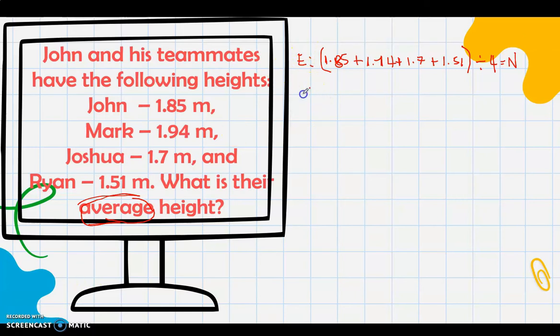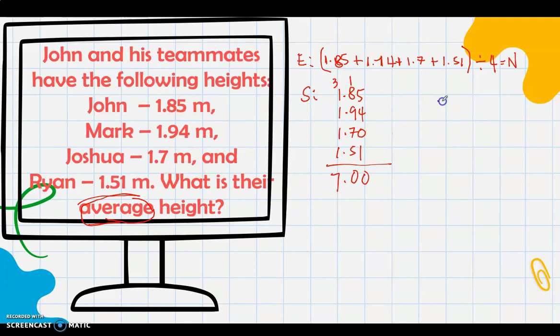For the solution, let's add it manually. 1.85 plus 1.94 plus 1.7 plus 1.51. Add 0 to the empty place value. So we have 10, carry 1, then 18, 25, 30. Carry 3, that is 7. So the total of the 4 heights is 7.